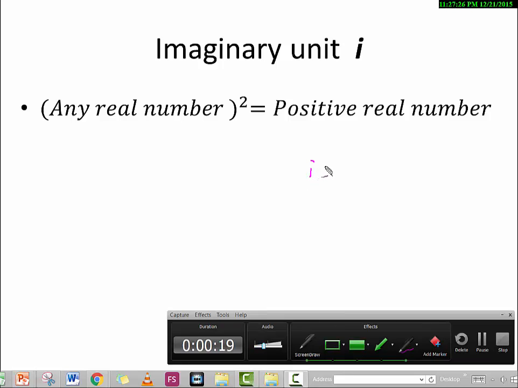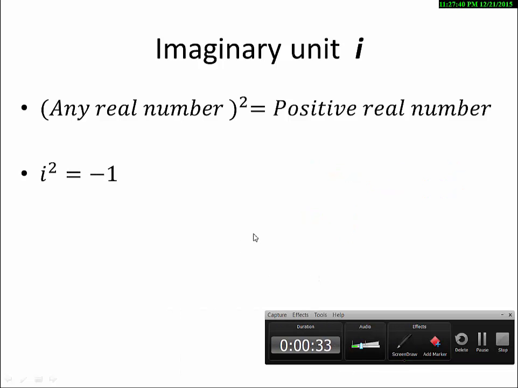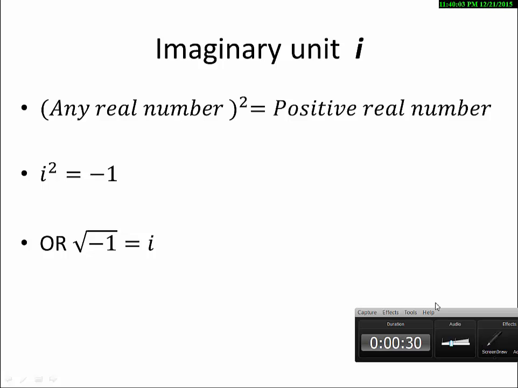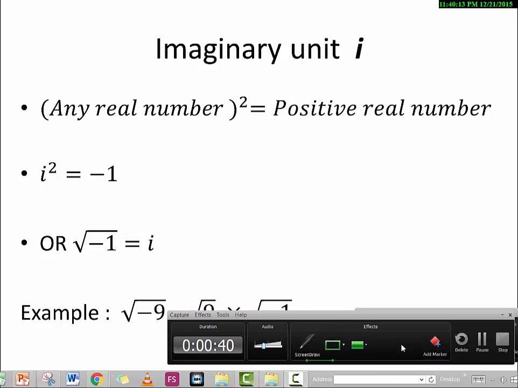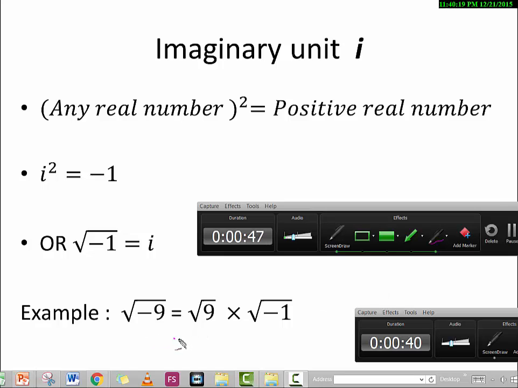Mathematicians came up with the imaginary unit i. And when we take the square of it, it's equal to negative 1. Or we can say the square root of negative 1 equals i, and they represent the same thing. Now let me give you an example. The square root of negative 9 is equal to the square root of 9 times the square root of negative 1. We can simplify this: square root of 9 equals 3 and square root of negative 1 equals i.